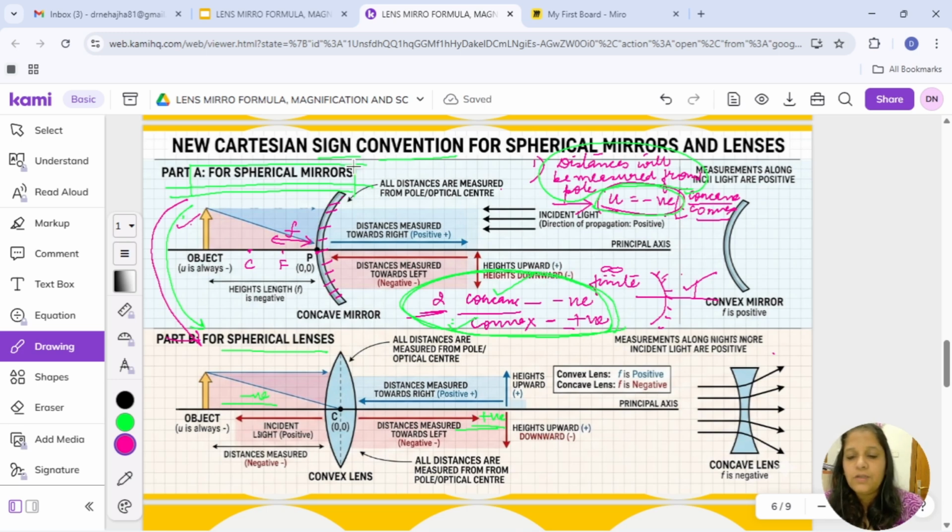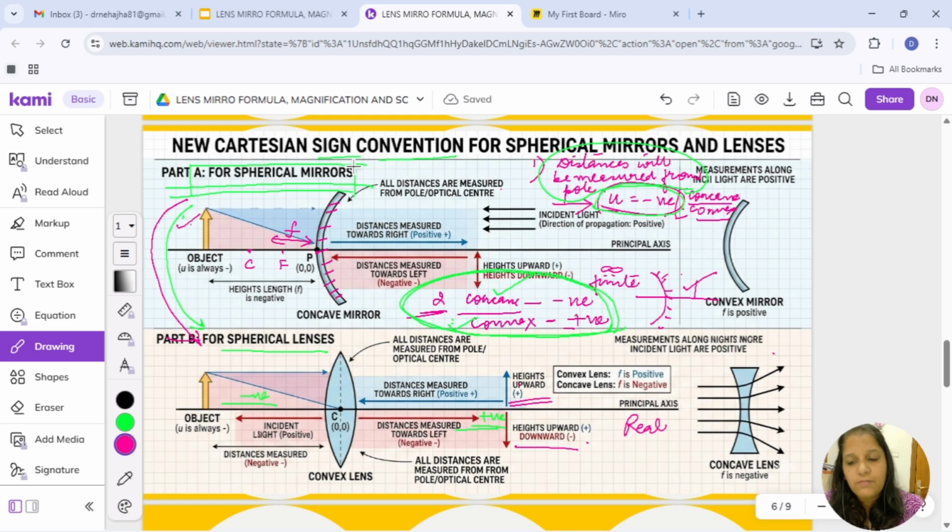Then one important thing is that if the height is upward, above the principal axis, we take it as positive, and if the height is downward, we take it as negative. So that also we need to take care of.